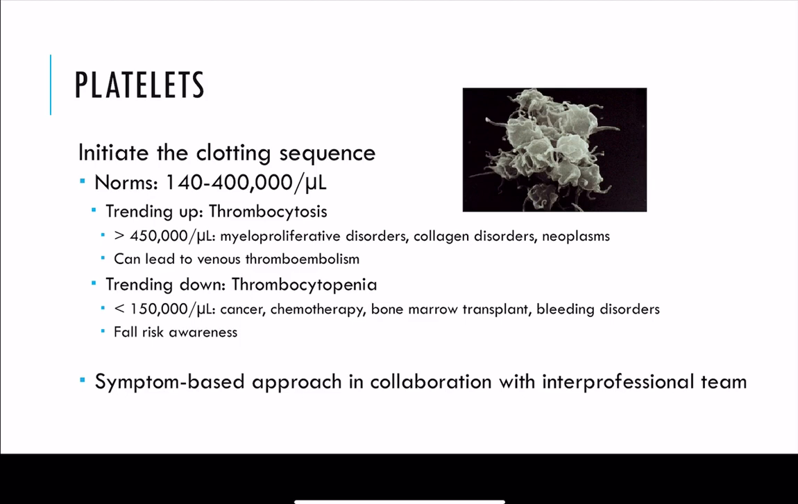If you have too many platelets, thrombocytosis, and you're above 450,000 per microliter, the risk here is that you might be forming clots by accident, I guess is the best way to put it. A thrombus is a clot that isn't supposed to be there. When platelets get too high, there's an increased risk of clotting, venous thromboembolism, VTE.